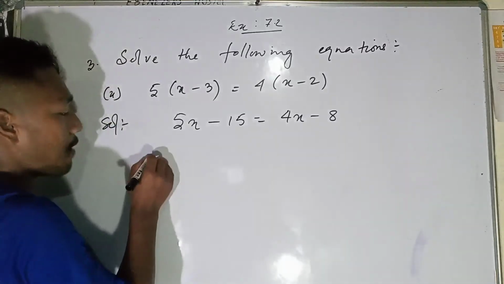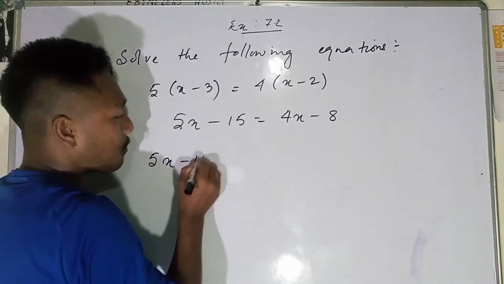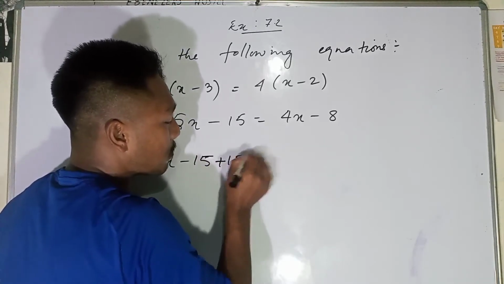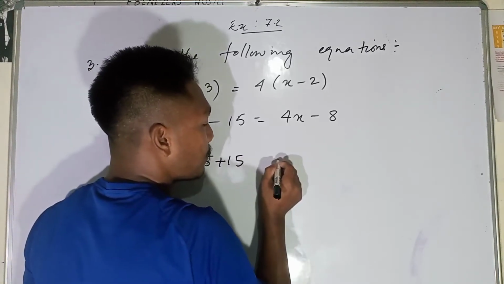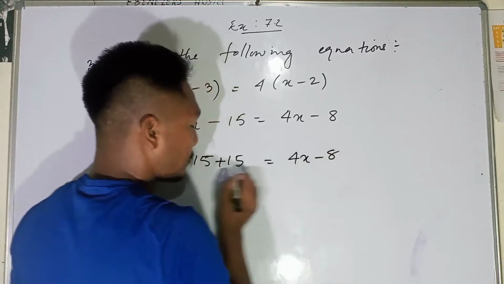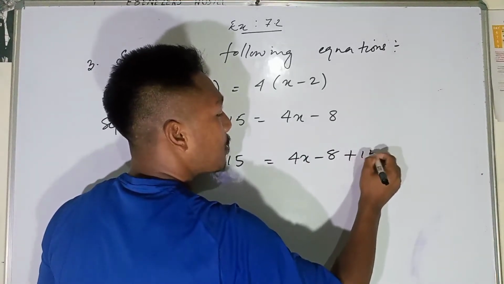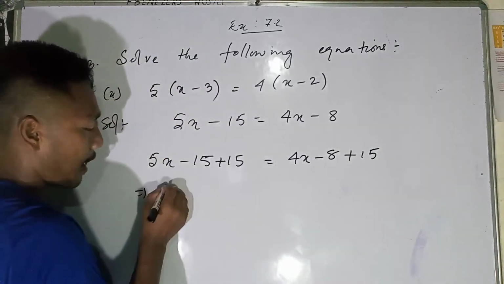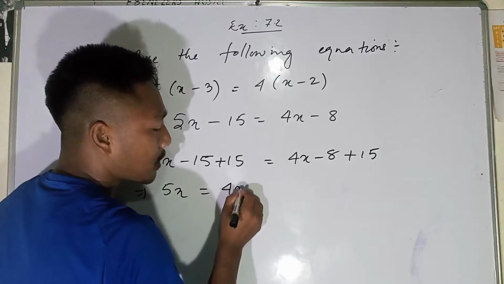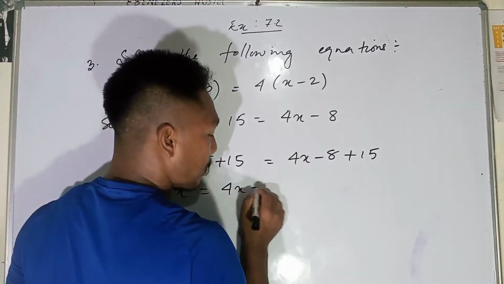That means 5x minus 15, I will try to remove this 15, that means I have to add this 15, equal to 4x minus 8. I have to add 15 on this side also. So on this side, minus 15 and plus 15 become 0. That means 4x, and minus 8 plus 15 will become plus 7.